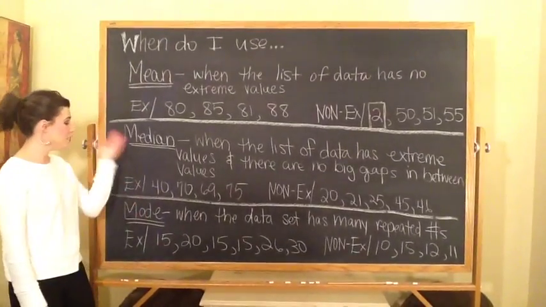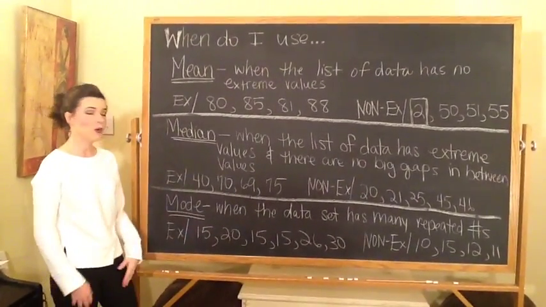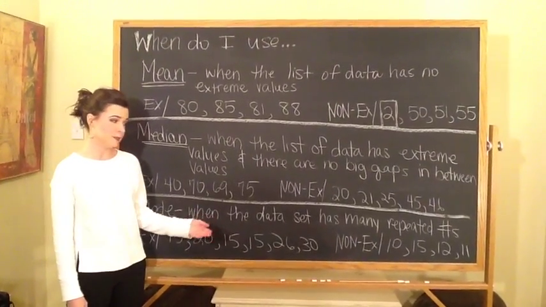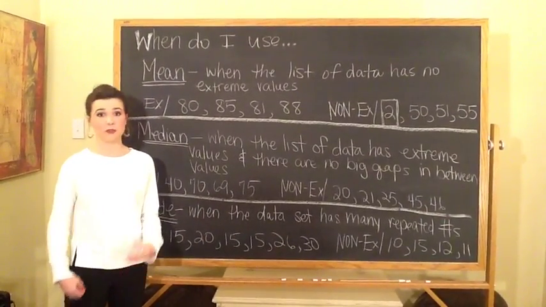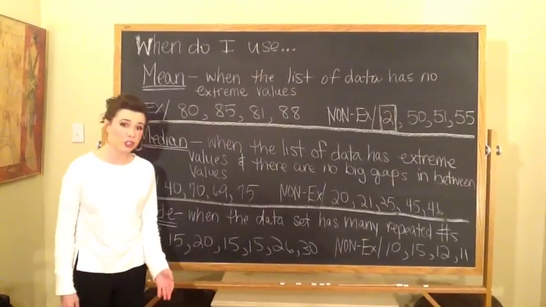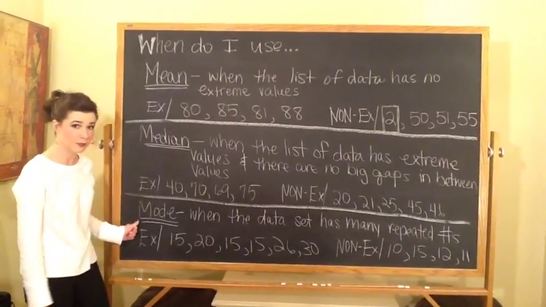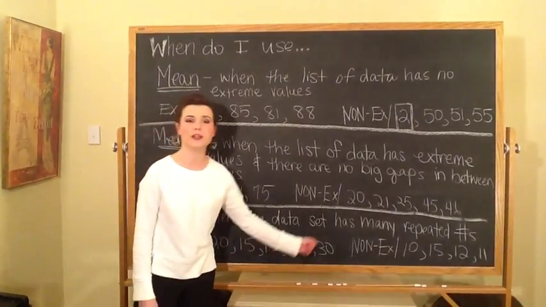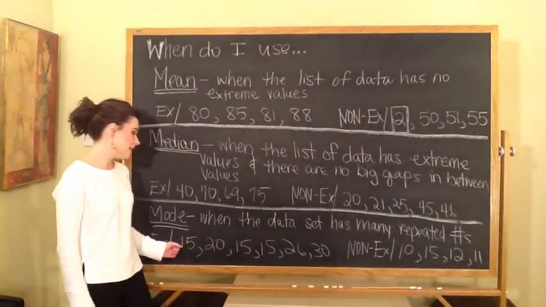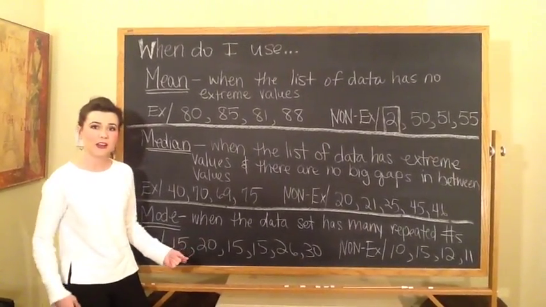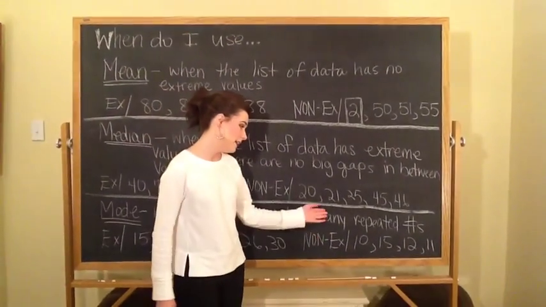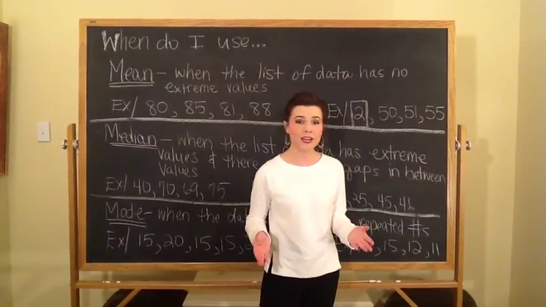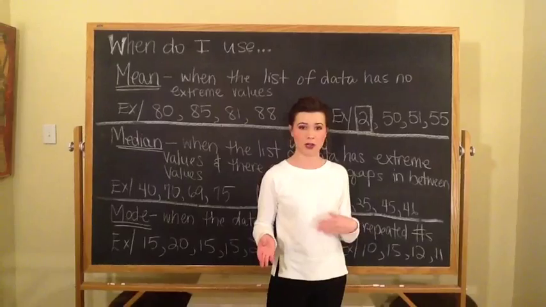Okay, lastly, when do you use the mode? Or looking at which numbers occur most. You use it when the data has many repeated numbers. If you see a number over and over again, there's a good chance that you should be using the mode. An example would be 15, 20, 15, 15, 26, 30. Obviously you see that 15 occurring over and over again. A non-example would be if you had 10, 15, 12, and 11. There is no number repeating, so you cannot look at the number that's occurring most.